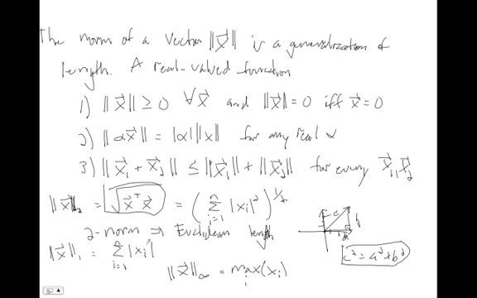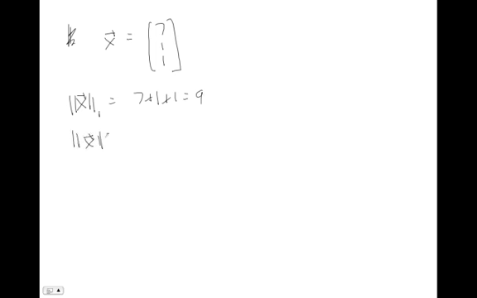Where the one norm adds them all up, right? So you can think of examples where you'd say, okay, what is the one norm? Let's look at this vector here. x equals the one I just described, 7, 1, 1. The one norm is equal to 7 plus 1 plus 1, which equals 9. The infinity norm is equal to just the maximum entry, so it's equal to 7.